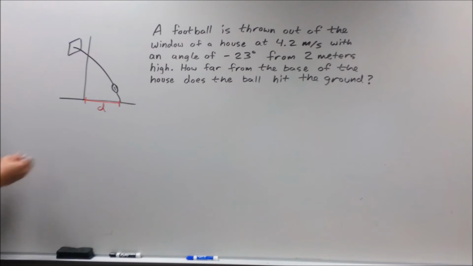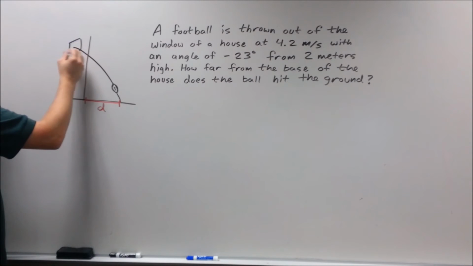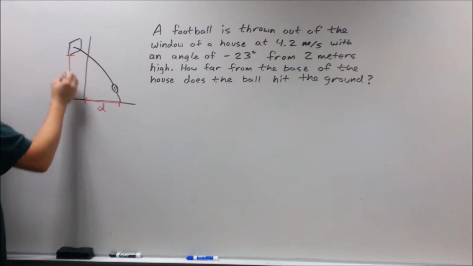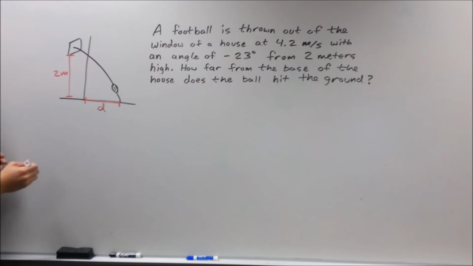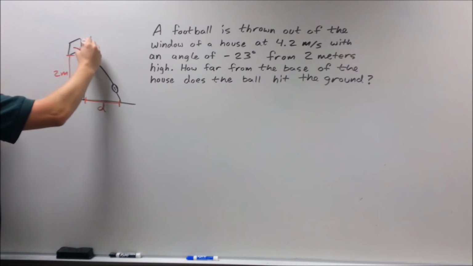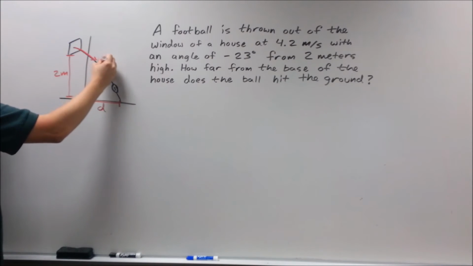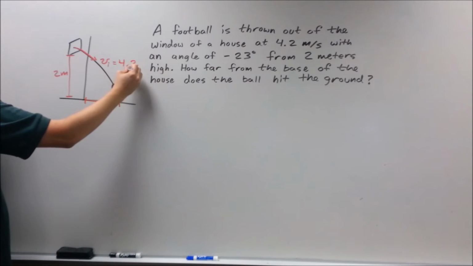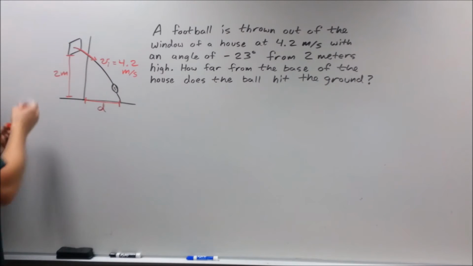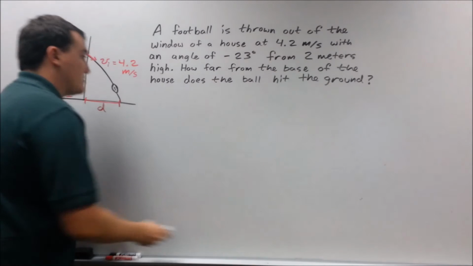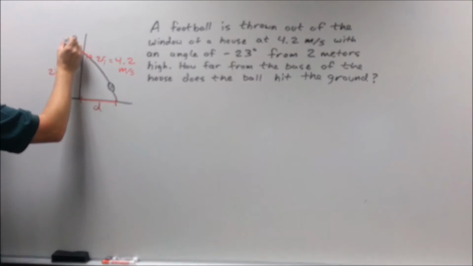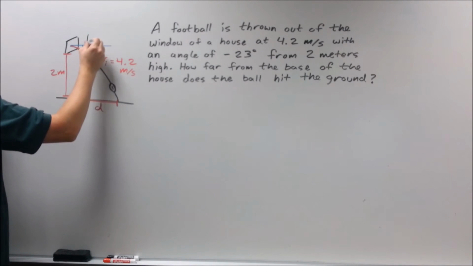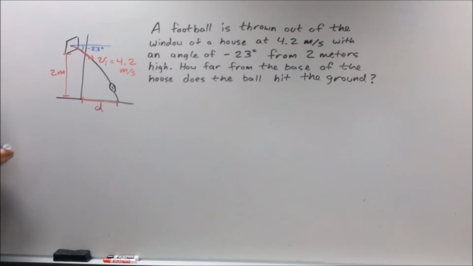But we're given the height of the window, from here to here, is 2 meters. And we're also given an initial velocity, Vi, of 4.2 meters per second at an angle of negative 23 degrees. Alright, so that's our initial picture.